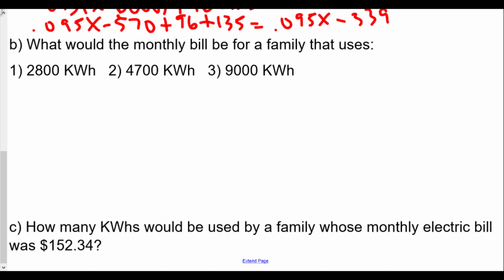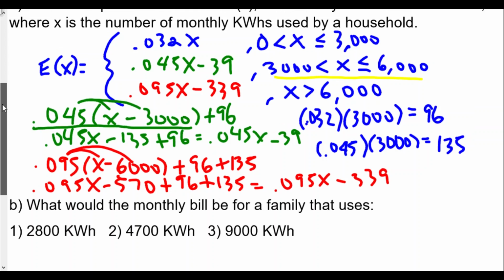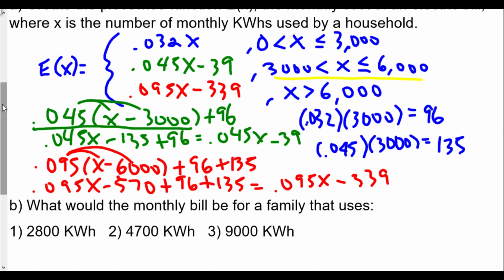Question number three, part two. Part one was so expensive. We had to find the domain intervals first, and then figure out the cost. We found previously that our piecewise function was: 0.032x for all values of x greater than 0 but less than or equal to 3000; 0.045x minus 39 for all values of x greater than 3000 but less than or equal to 6000; and of course 0.095x minus 339 for all values of x greater than 6000. And again, if you're not sure how this happened, definitely watch the previous video.